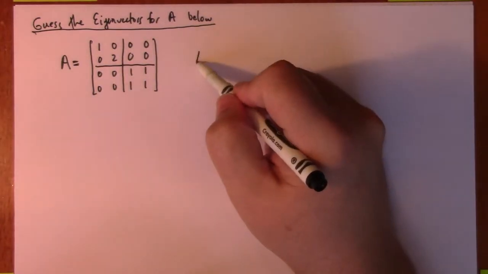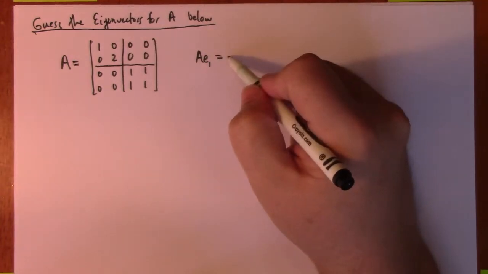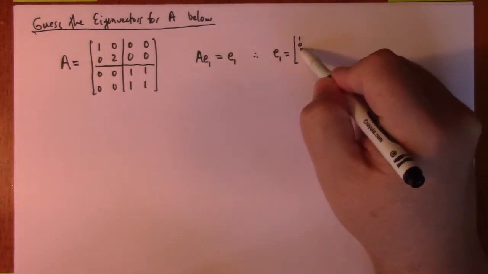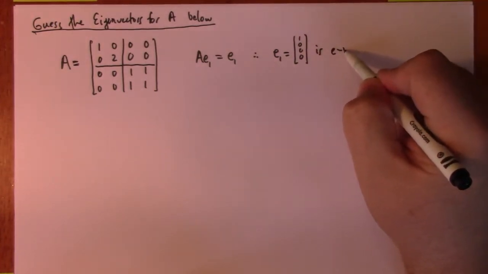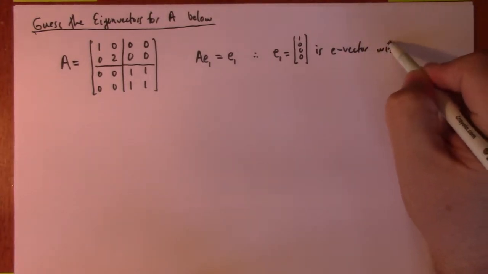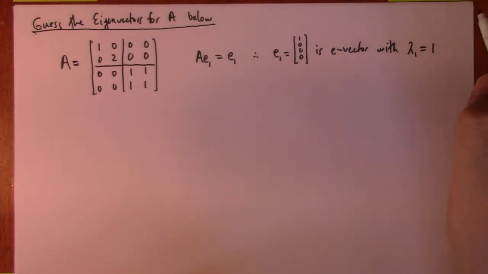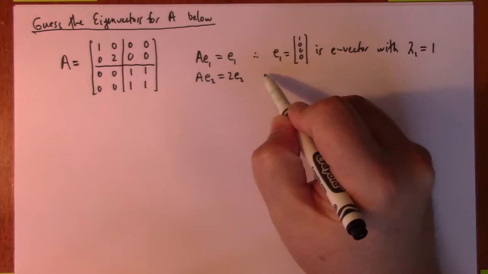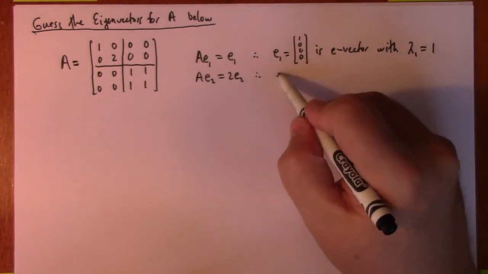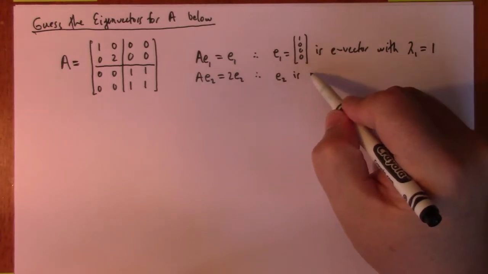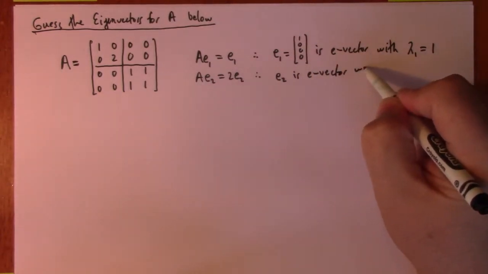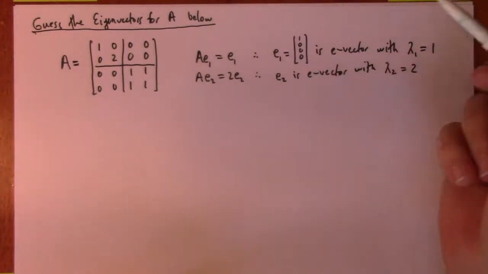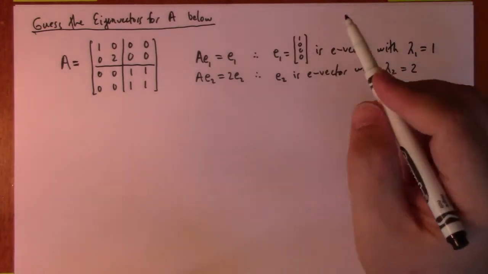Because you can see from this that A times E1 is equal to E1 again, right? So therefore E1, which is 1, 0, 0, 0, is an eigenvector with eigenvalue lambda 1 equals 1. On the other hand, we can also see that AE2 is 2E2, so therefore E2, which I won't write out, you know what it is, is an eigenvector with lambda 2 equals 2. Now, how did I see that? Just by looking at it, and I know matrix multiplication, so great.